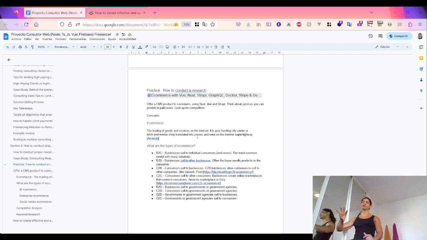crowdfunding, where consumers want to raise funds for their own ideas and projects, and reverse auction, where consumers put a quote on a product that a business offers, such as on the Priceline website.